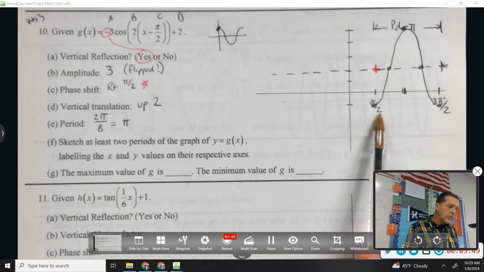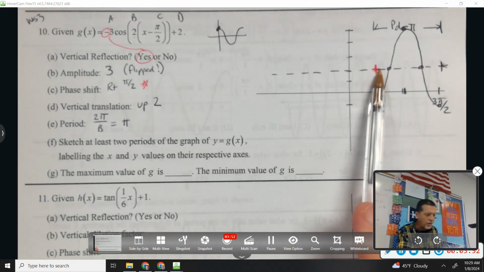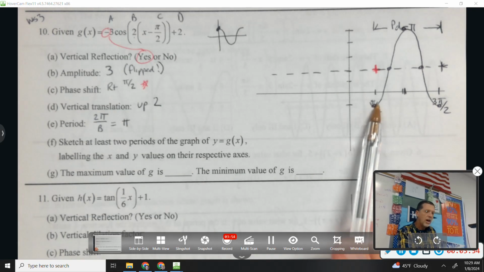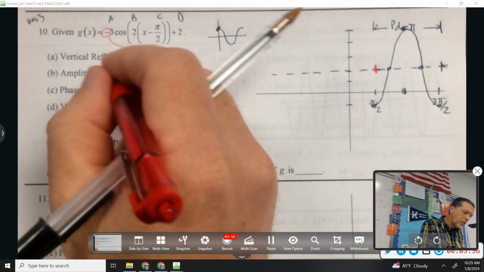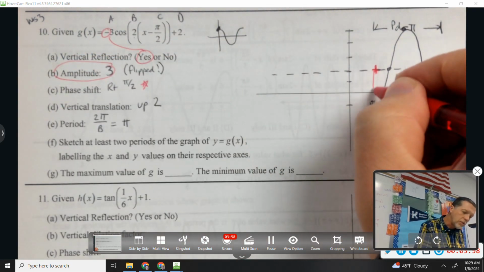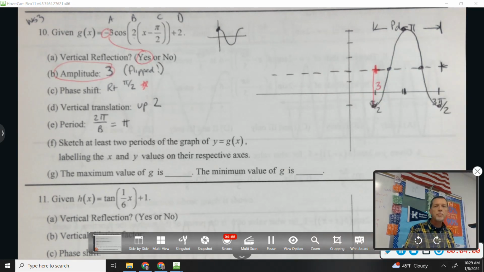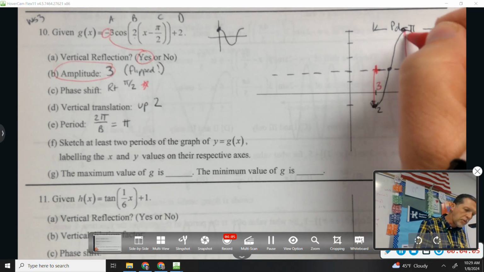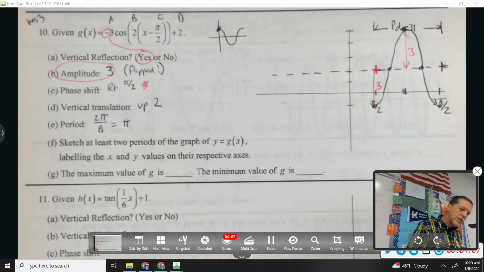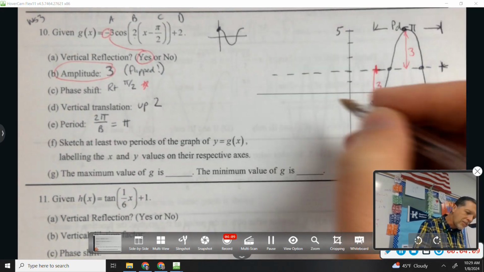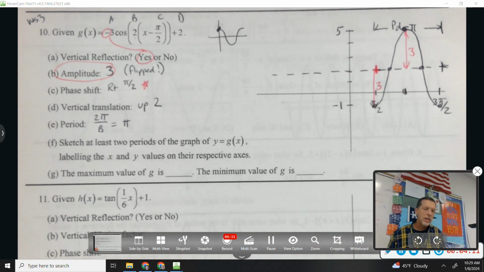So how did I know how far down to go? Was it just down in general? Amplitude is 3, so I needed to go down 3. And then up 3 on the other side there. So that made me have a max of 5 and a minimum of -1.